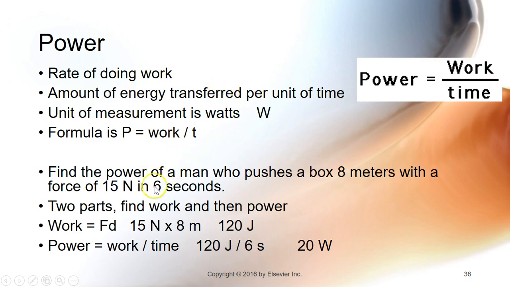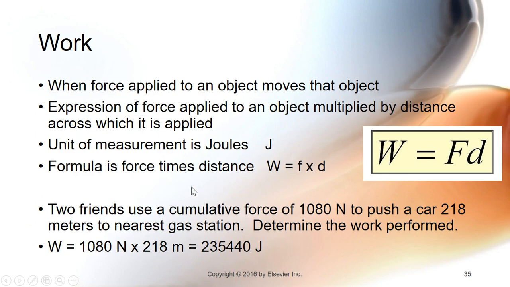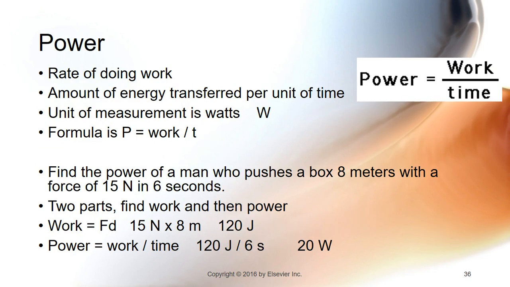So right here, find the power of a man who pushes a box 8 meters with a force of 15 newtons in 6 seconds. If you go back to the work formula, how many newtons by how many meters? 15 newtons times 8 meters is 120 joules. Then to get power, it's 120 joules divided by 6 seconds. The answer is 20 watts.